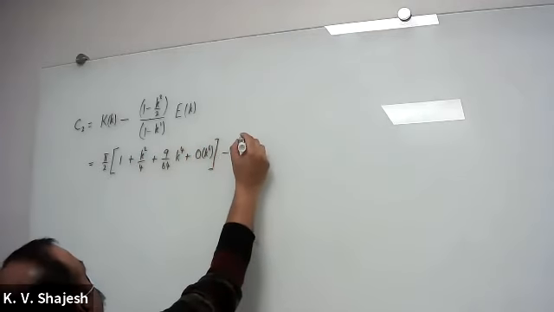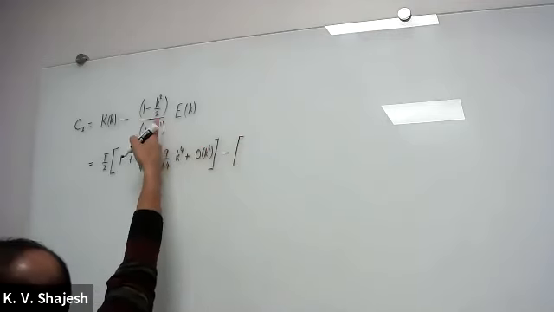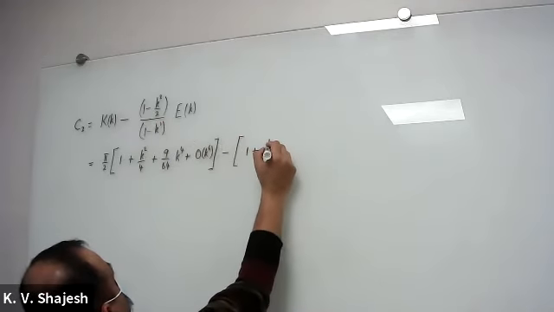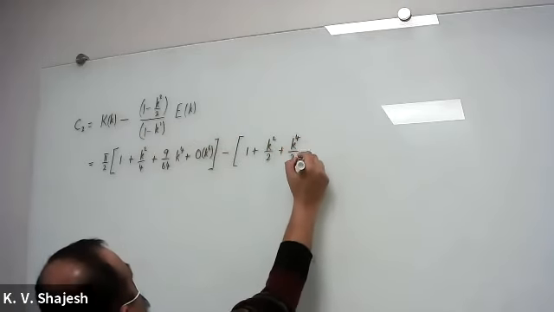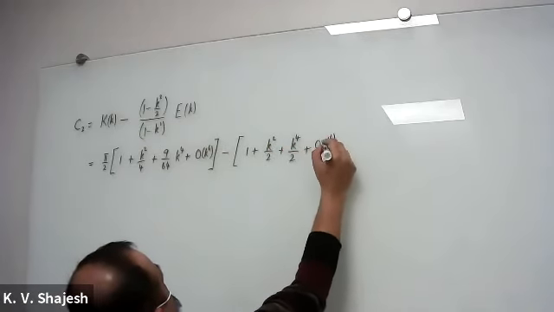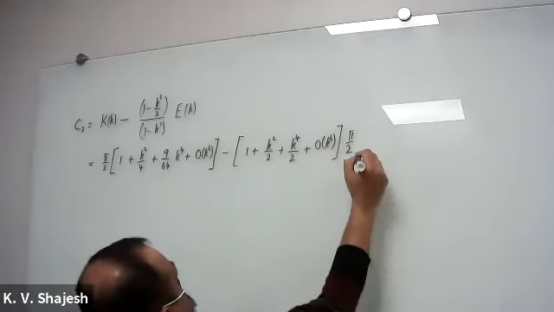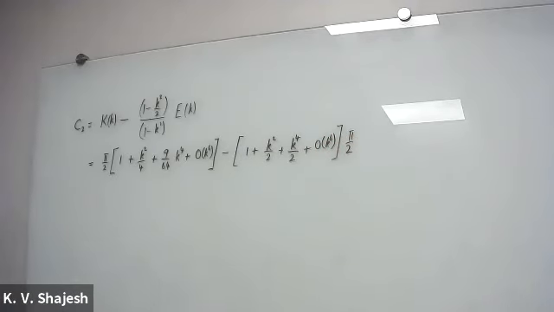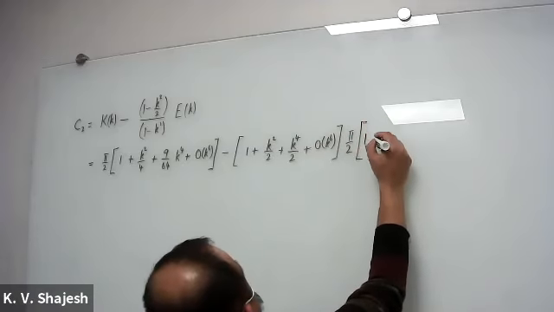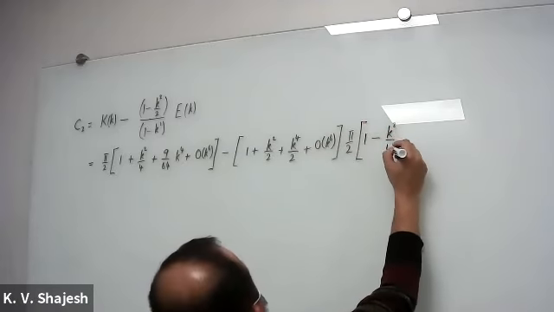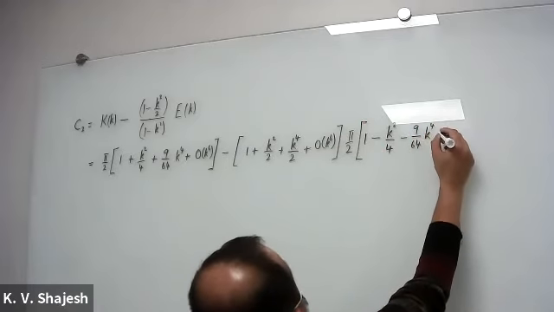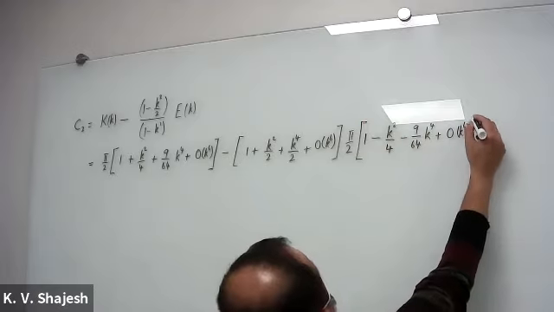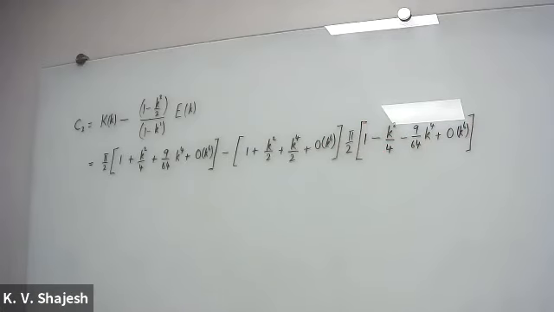And we just now found the expansion for this quantity, that was 1 plus k square over 2 plus 9 k raised to 4 over 64 plus order k raised to 6. And finally, the expansion for e, which is 1 minus k square over 4 minus 9 over 64 k raised to 4 plus order k raised to 6. And hopefully it's all in the board space. Okay.